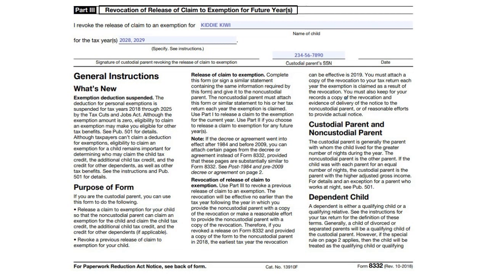But generally, what we have here is that a child of divorced or separated parents will be a qualifying child of the custodial parents. So the custodial parents actually has some kind of a power here.